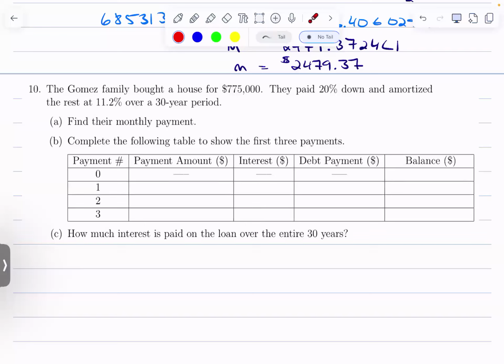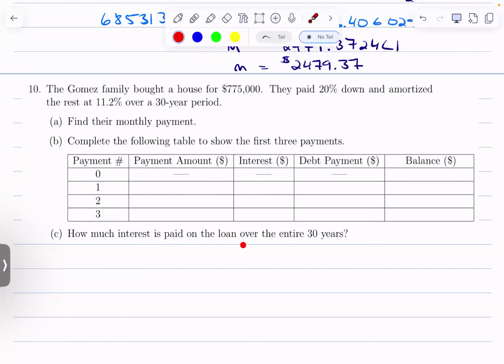Right. And so let's go through this one. This one's kind of sneaky, right? Because there's a down payment involved. So the Gomez family bought a house for $775,000. They paid 20% down and amortized the rest at 11. We're going to have multiple parts here. We're going to find their monthly payment, and then we're going to complete the table for the first 3 payments, and then how much interest is paid on the loan over the entire 30 years.